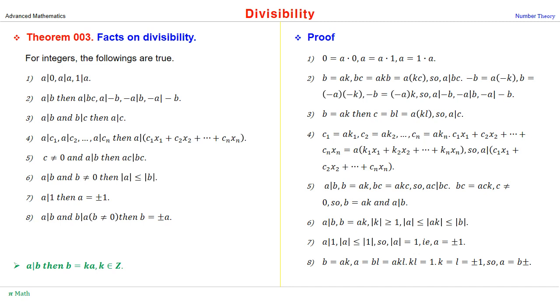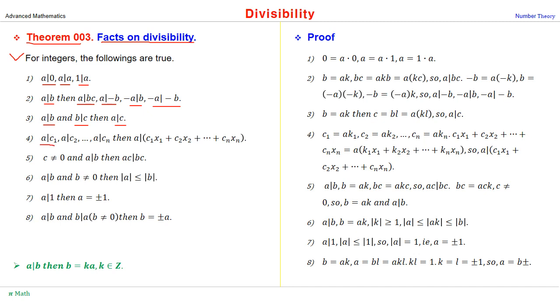There are some properties of divisibility of integers. We summarize them as Theorem 3, the facts of divisibility. For integers, the following are true. A divides 0, A divides A, 1 divides A. If A divides B, then A divides BC, A divides minus B, minus A divides B, minus A divides minus B. If A divides B and B divides C, then A divides C.